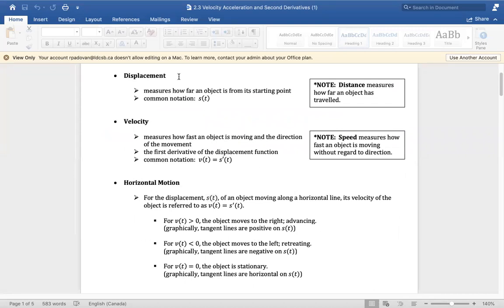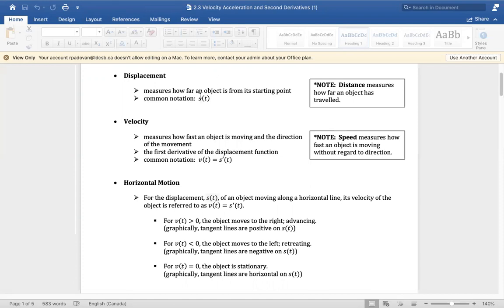So displacement measures how far an object is from its starting point. The common notation would be S of t. Just as an example here, you live around London. So let's say I'm driving from London to Toronto. I drove all the way to Toronto, and then I'm driving back to London, but I only get as far as Woodstock, let's say.